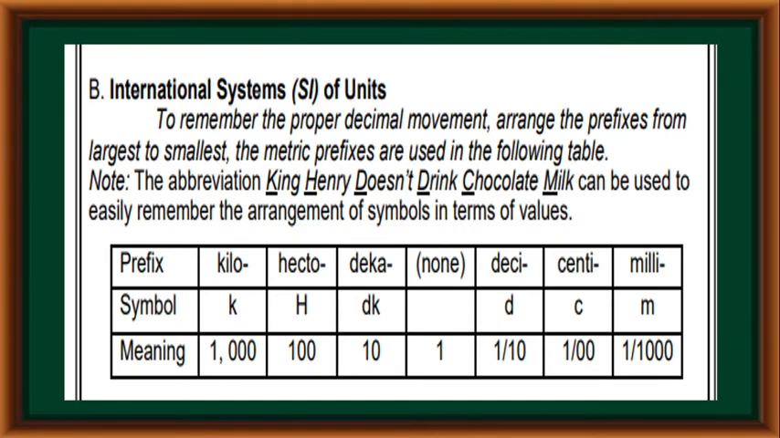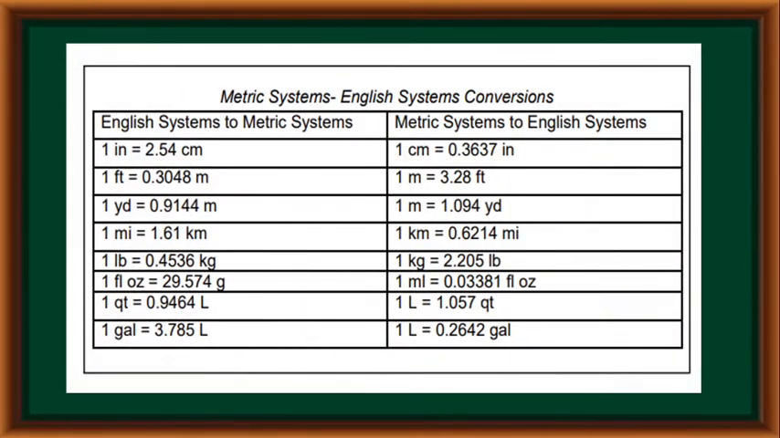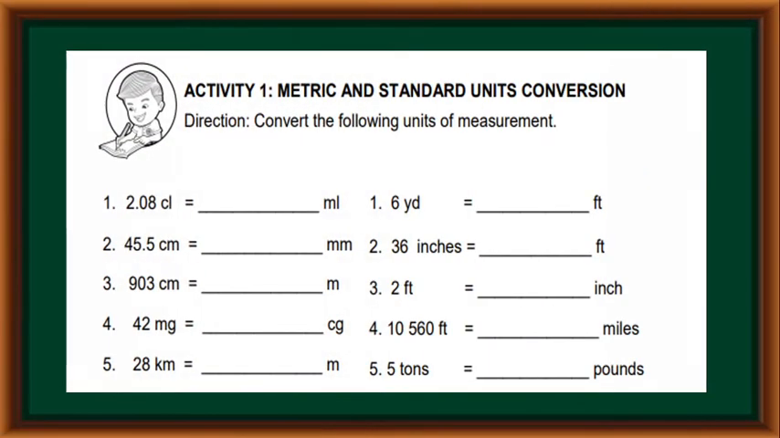Next, we have also the metric system, English systems conversions. So from English to metric on the left column, and metric system to English system in the right column. So ito yung mga gagamitin natin ng mga conversion factors in order to convert a unit to another unit. Okay, so in your first activity, metric and standard units conversion. Direction, you convert the following units of measurement.